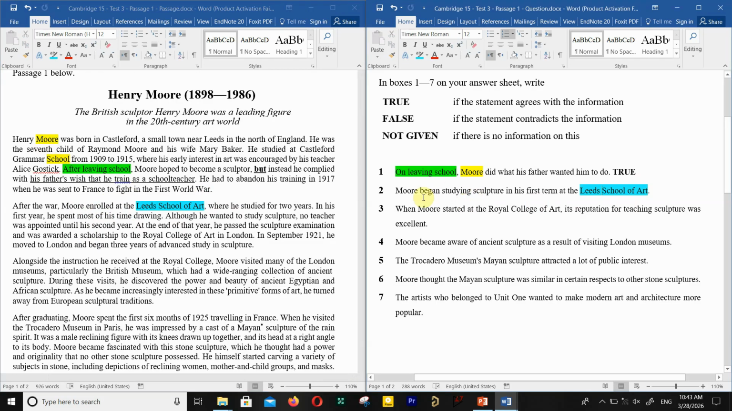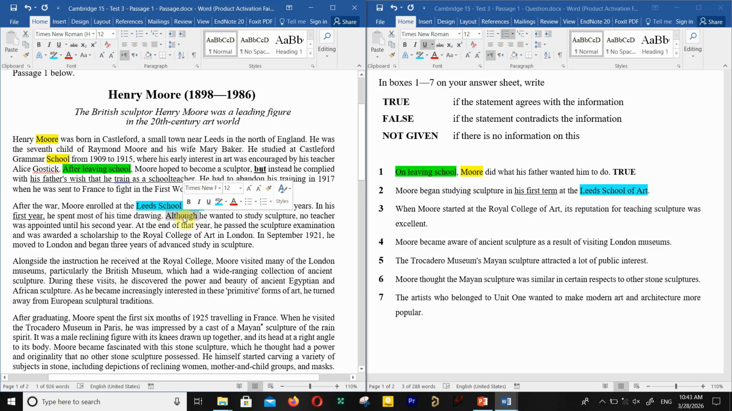Now here it says began studying sculpture in his first term. This is important, in his first term. After the war, Moore enrolled at the Leeds School of Art, where he studied for 2 years. In his first year, be careful. In his first year, what did he do? He spent most of his time drawing. Although, again, important vocabulary, just like but.